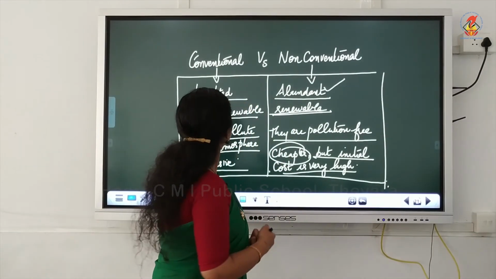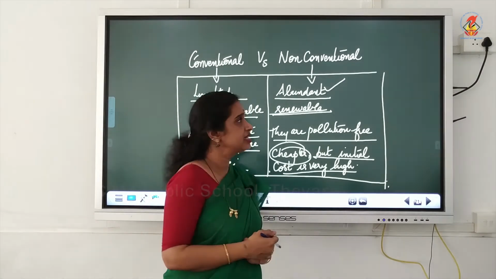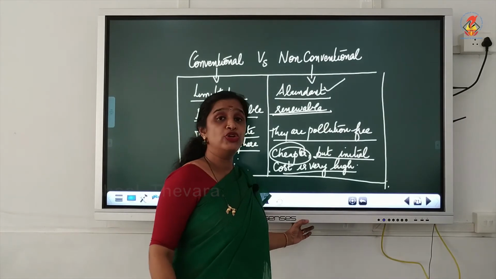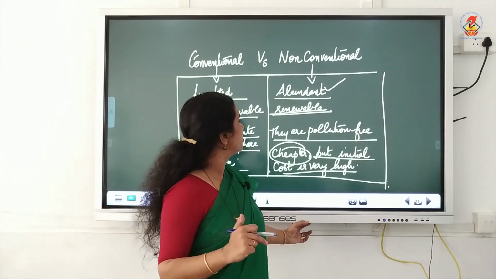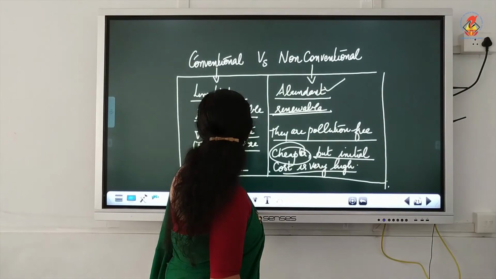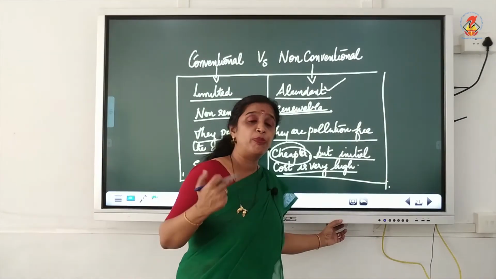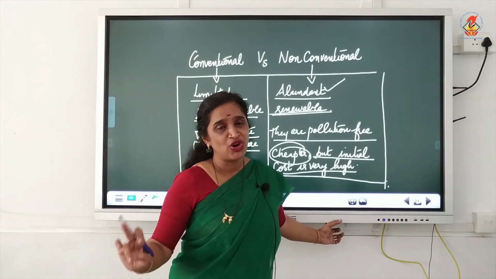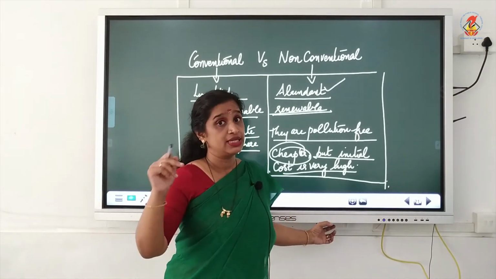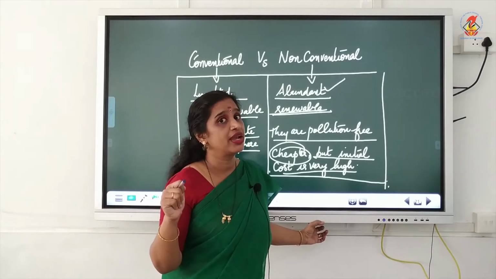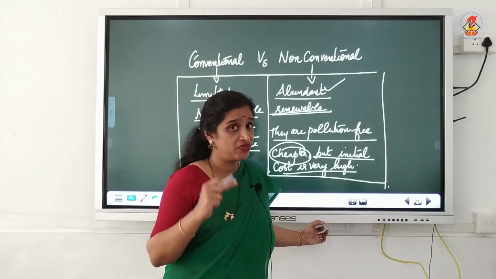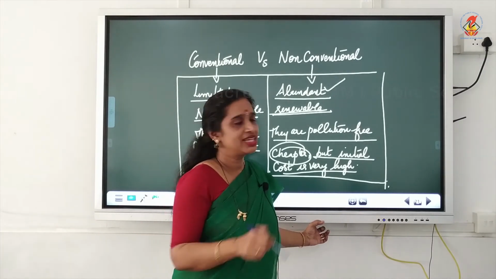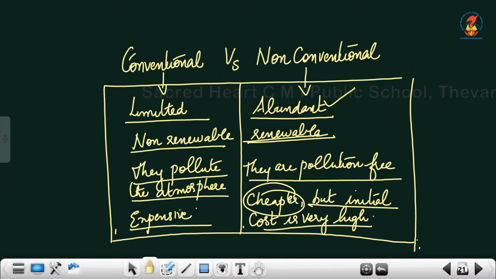So once again, conventional is limited, non-conventional is abundant. Conventional is non-renewable, non-conventional is renewable. Conventional sources of energy will pollute the atmosphere, but non-conventional will not pollute the atmosphere. Then conventional, since it is scarce, its price is very high, but non-conventional, since it is abundant, is cheaper, but the initial cost is high.